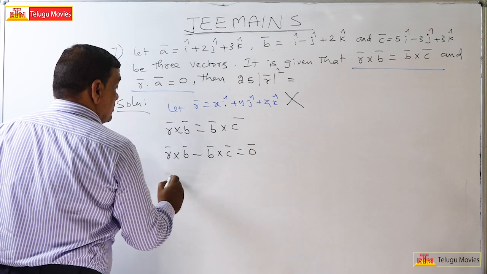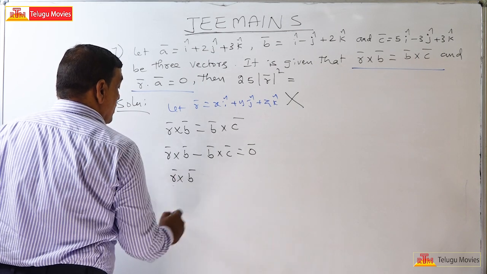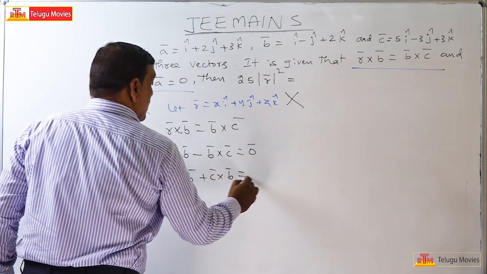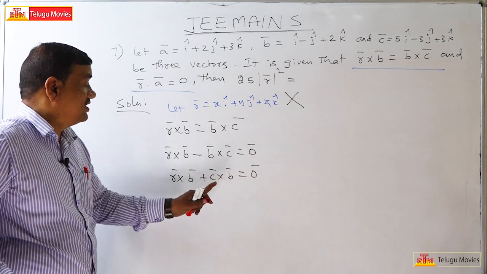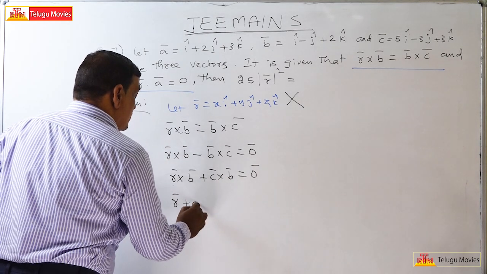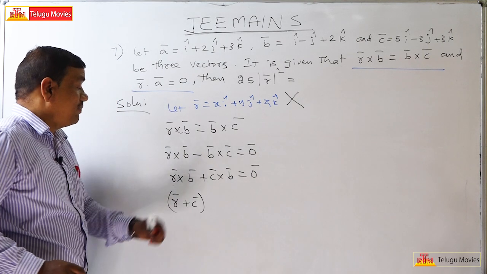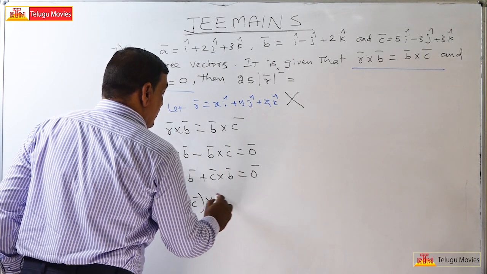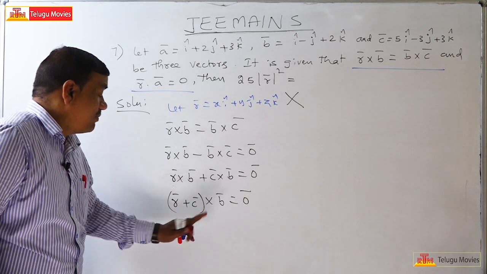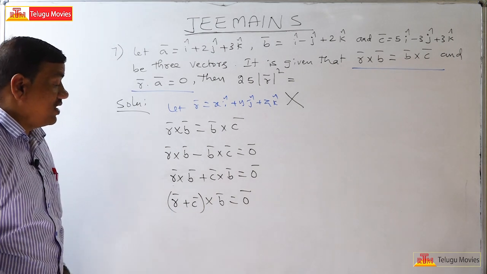We can write it like this: R bar cross B bar plus C bar cross B bar is equal to 0 bar. B bar cross C bar, I wrote C bar cross B bar. So this is equal to R bar plus C bar, R bar plus C bar cross B bar is equal to 0 bar.